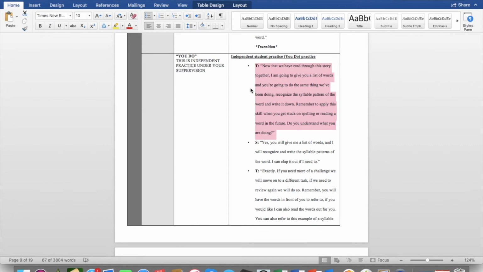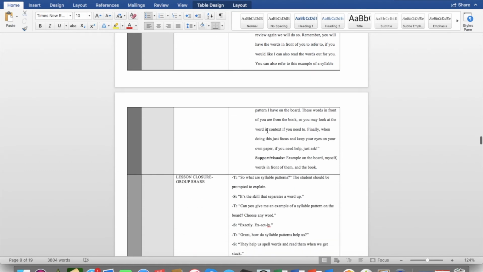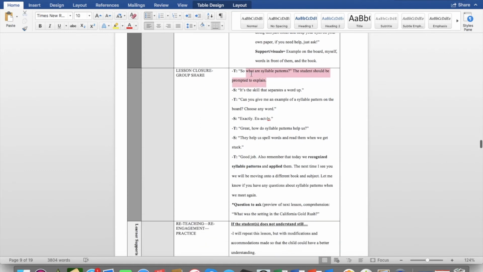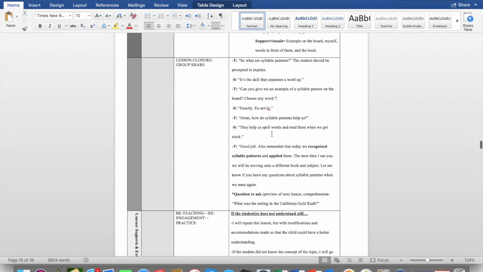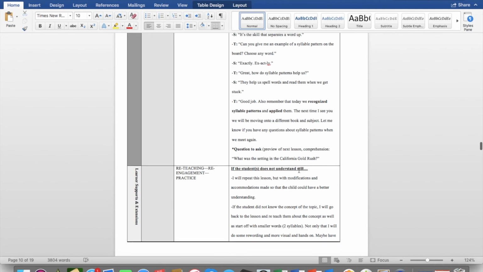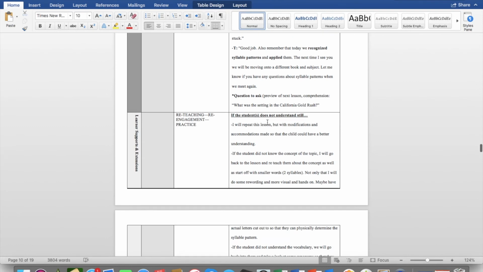And I keep on telling them, remember to apply this skill when you get stuck on spelling or reading a word in the future. Do you understand what you are doing? And then hopefully the students should repeat that back to you and they get started on the you do portion. And then for closure, you review what you did. I asked them what are syllable patterns, and they should tell you, hopefully. And they should also model exactly what it is. And then that's when you close up and introduce them. Okay, this is what we will be doing next time I see you. And that's it.